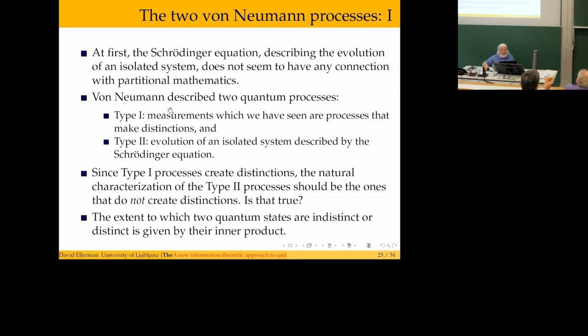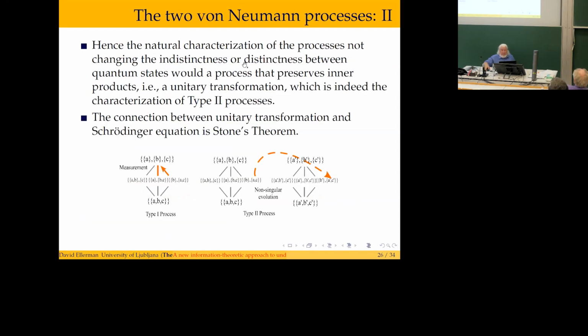And that gives you, using these notions of distinguishability, a very simple definition of the difference between type one and type two. And of course, as you know, the evolution that doesn't change the inner product is unitary evolution. So that's the treatment of type one and type two. And then you say, well, let's not forget Schrödinger's equation. The connection is obviously Stone's theorem, which connects unitary transformations and the solutions to the Schrödinger equation.